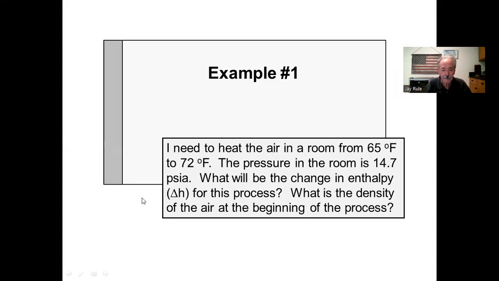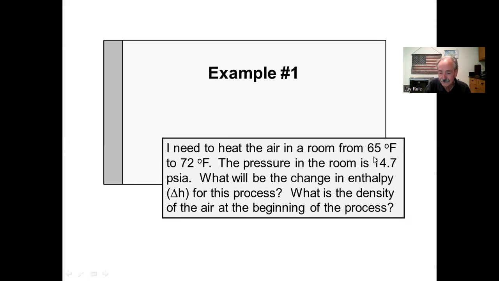Example 1. I need to heat the air in a room from 65 degrees F to 72 degrees F. The pressure in the room is 14.7 psia. It's a lot like the atmosphere. What will be the change in enthalpy, delta H, for the air for this process? And what is the density of the air at the beginning of the process? Very reasonable, simple problem to do.